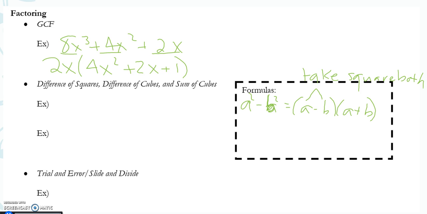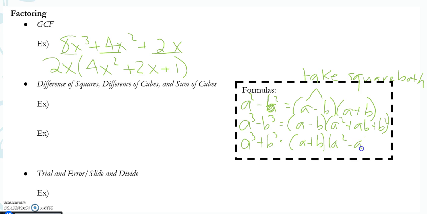Then there's difference of cubes. That's a cubed minus b cubed. You have a minus b, then a squared plus ab plus b squared. And then the last one is sum of two cubes, a cubed plus b cubed. That gets you a plus b, a squared minus ab plus b squared. Unfortunately, you do need to memorize these because they are not given to you on the SOL.